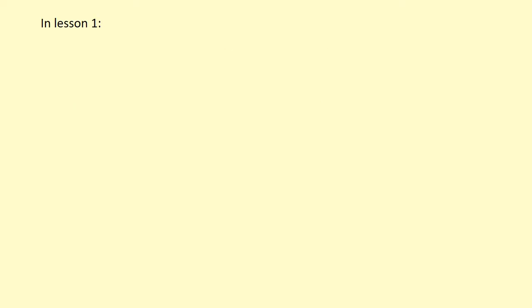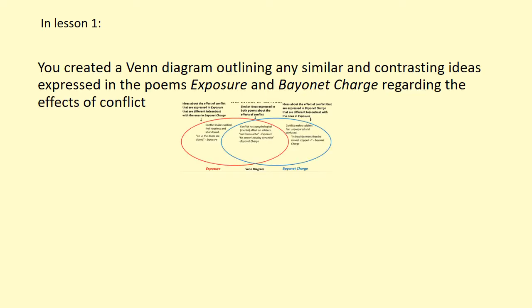If you remember, last lesson, you created a Venn diagram outlining any similar and contrasting ideas expressed in the poems Exposure and Bayonet Charge regarding the effect of conflict. That's the theme we were looking at. So it would be really useful to have your Venn diagram that you drew last lesson in the first video in front of you, because then you can refer to your notes about Bayonet Charge as well as Exposure. So you might want to pause this video for a second to go and find those notes if you don't already have them in front of you, as it will be very, very helpful for this lesson.